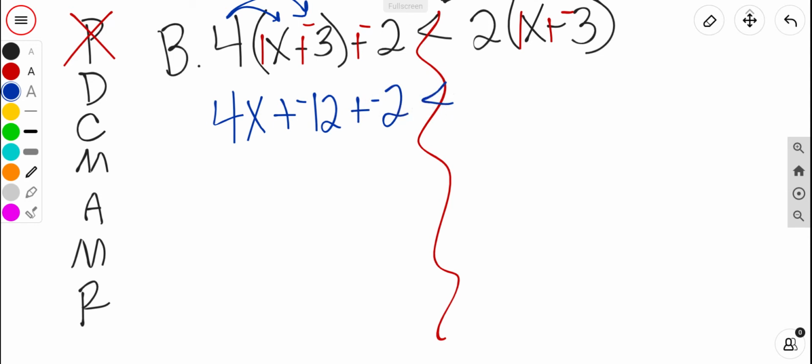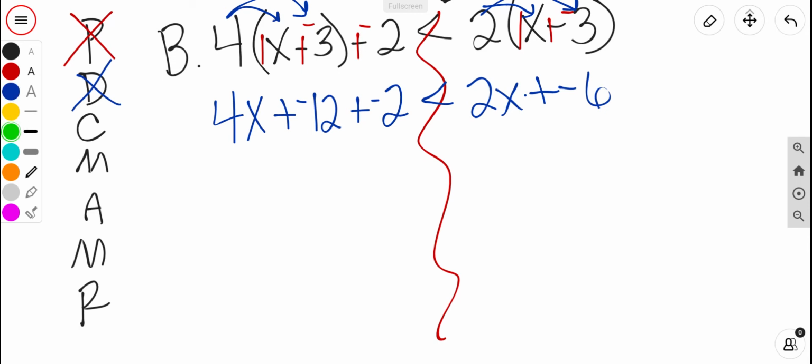I still have my less than sign. And then I got to do 2 times 1x, which gives me 2x. And 2 times negative 3, which gives me negative 6. Any combining like terms this time?